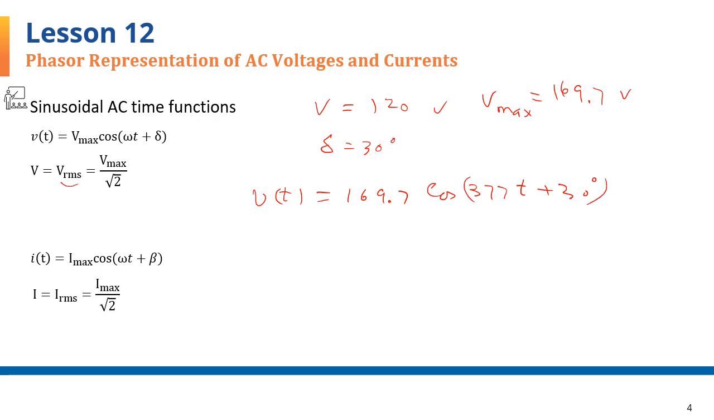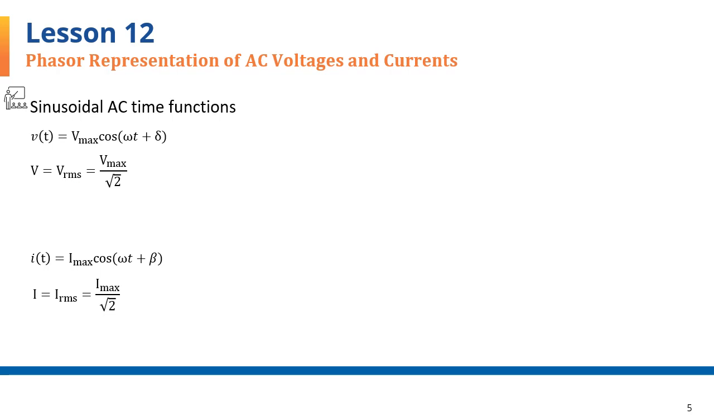377 comes from multiplying frequency by 2 pi. So it's 2 pi times 60 comes to 377, and the unit is radians per second. The magnitude and phase angle, the magnitude of the voltage or current and the phase angle, form a duo, and that duo is called the phasor representation of the voltage or current. So you can see the phasor representation of the voltage here.